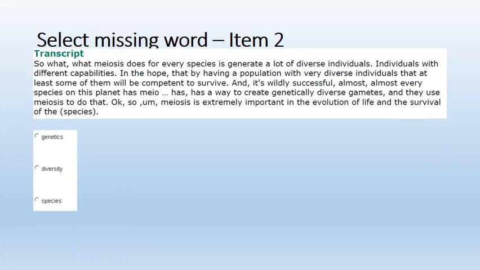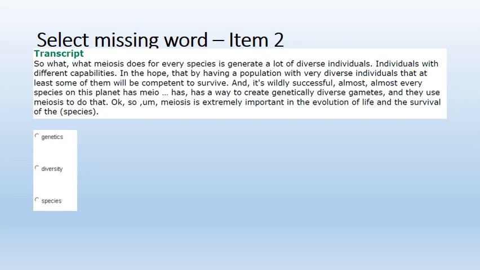Next question. So what meiosis does for every species is generate a lot of diverse individuals with different capabilities in the hope that by having a population with very diverse individuals, at least some of them will be competent to survive, and it's widely successful. Almost every species on this planet has a way to create genetically diverse gametes, and they use meiosis to do that. Okay, so meiosis is extremely important in the evolution of life and the survival of the species.